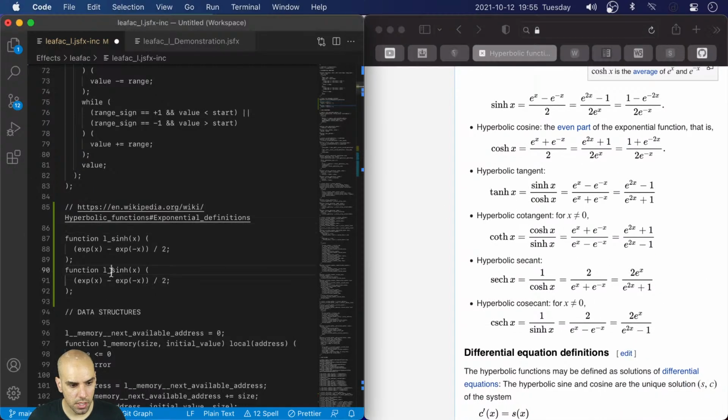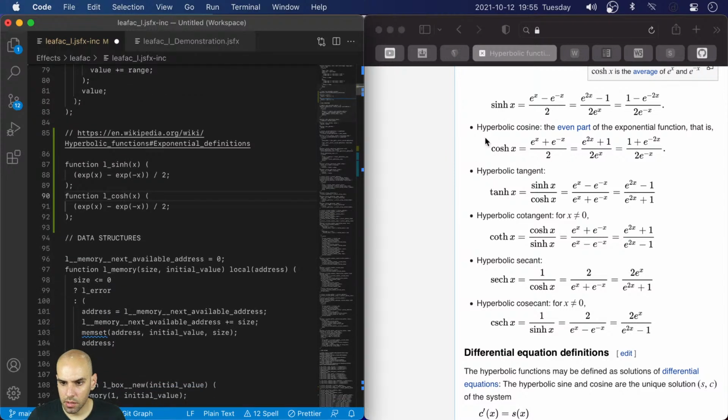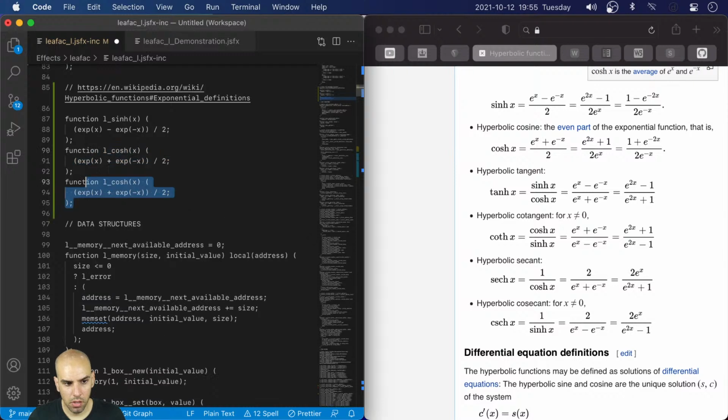All right, for cosine of x, we are going to have something that is super similar, except that there is an addition here. Right, now let's do the hyperbolic tangent of x. There are different ways of defining this, but this is going to use more operations. So I think I'm going to go with this formula.